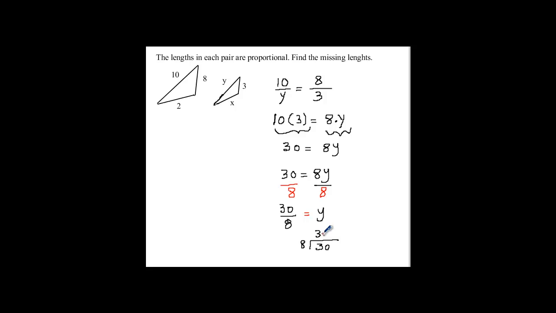Okay, good. So 3.75. So at this point, I'm assuming everybody knows how to divide long division and find the decimal numbers here. So we find y is equal to 3.75. Now, how are we going to set up a proportion for x, Richard, to find x?